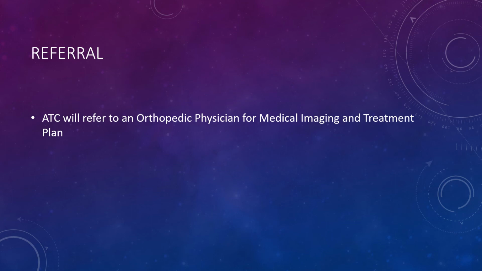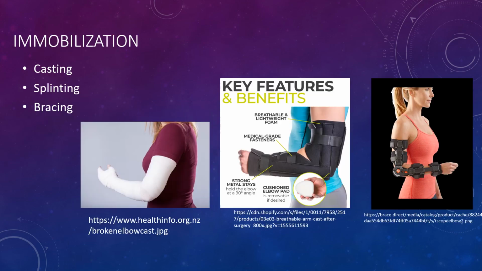Referral. The certified athletic trainer will refer to an orthopedic physician for medical imaging and treatment. If the fracture will require a surgical intervention, they will refer them on to an orthopedic surgeon as well. Immobilization for fractures includes casting, splinting, or bracing.